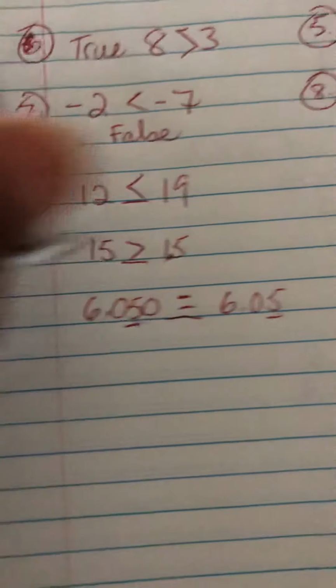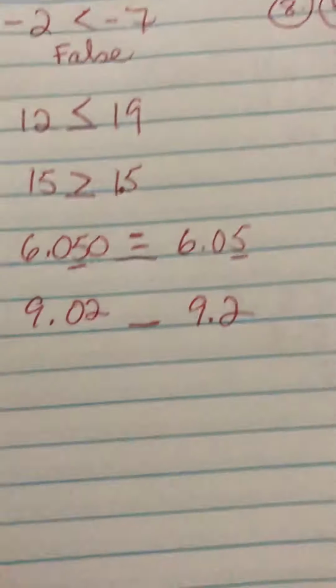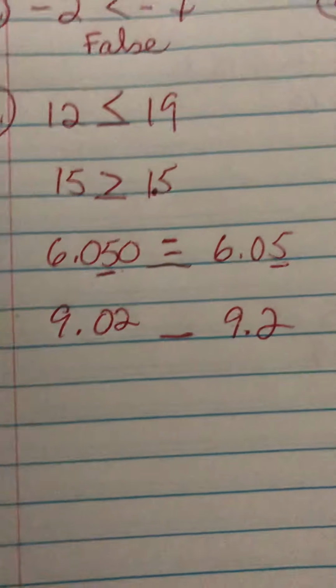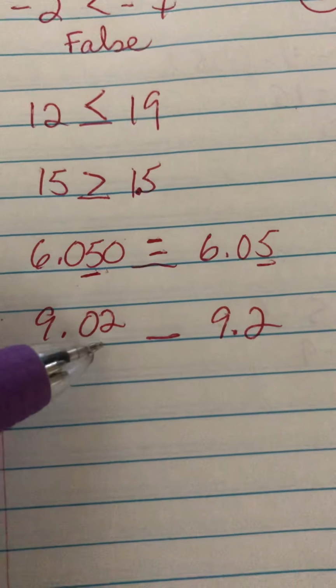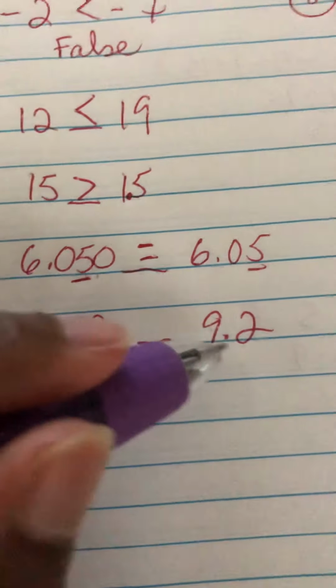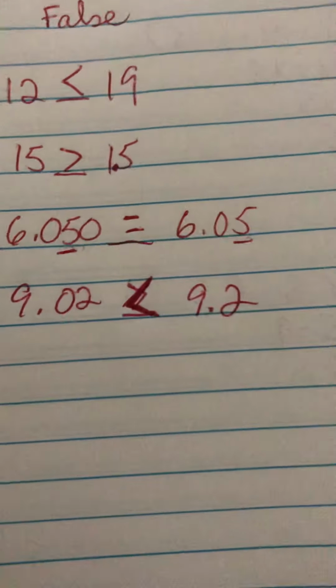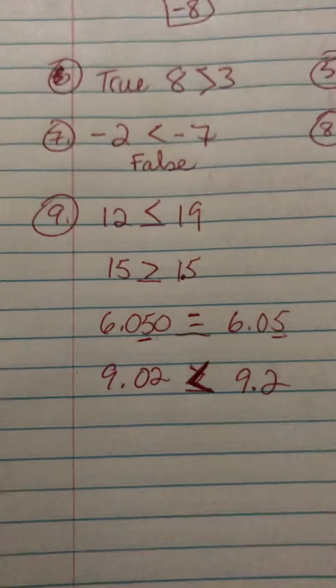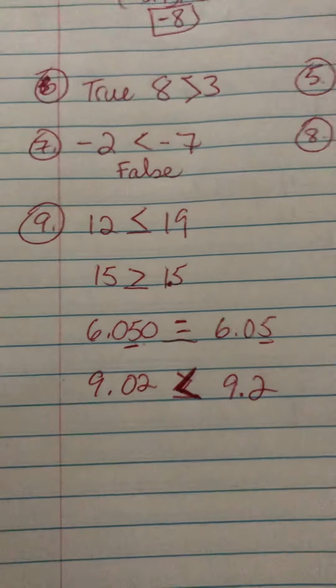And the last one is 9 and 2/100 blank 9 and 2/10. So remember, when we go this way, as we read numbers, that means it gets smaller. So this is like saying you have $9.02 versus $9.20, and so that should be, oops, wrong way. It should be this way. Okay. All right. So there are those questions for number 9.